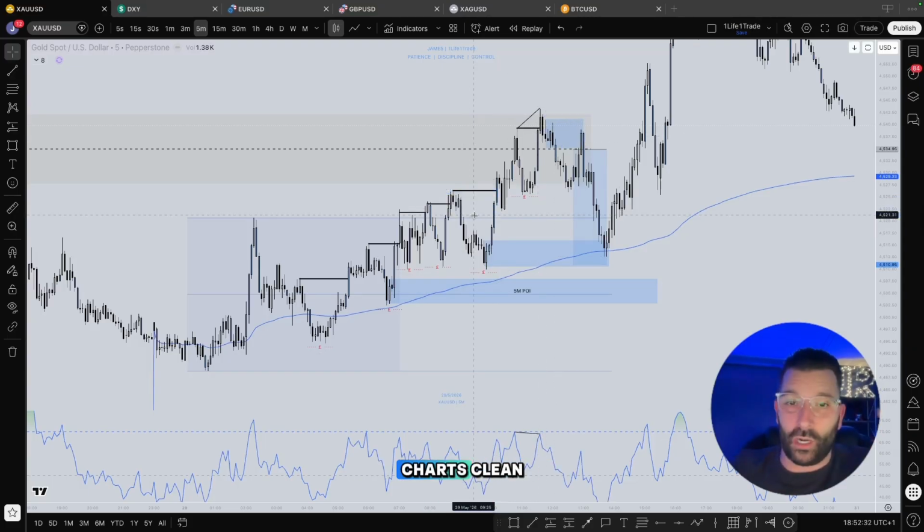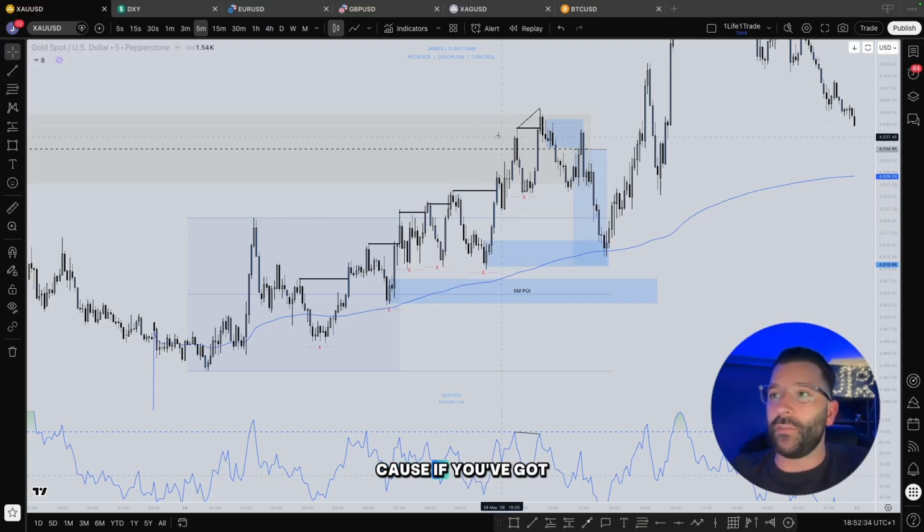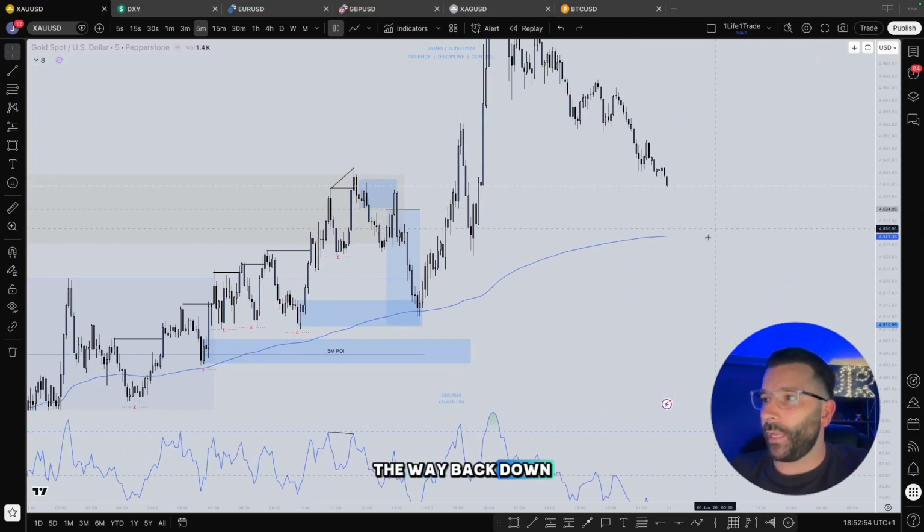So we change it, or we just get rid of it. We keep our charts clean and keep them up to date. Because if you've got the relevant marks on there, your confirmation, your biases, your areas, your points of interest, if you've got them marked out, you've got half a chance. And I'll be honest, my memory's shot to bits. If I don't mark bits out, I'm just going to forget. So having it marked out like that, I know it hasn't come all the way back down yet.